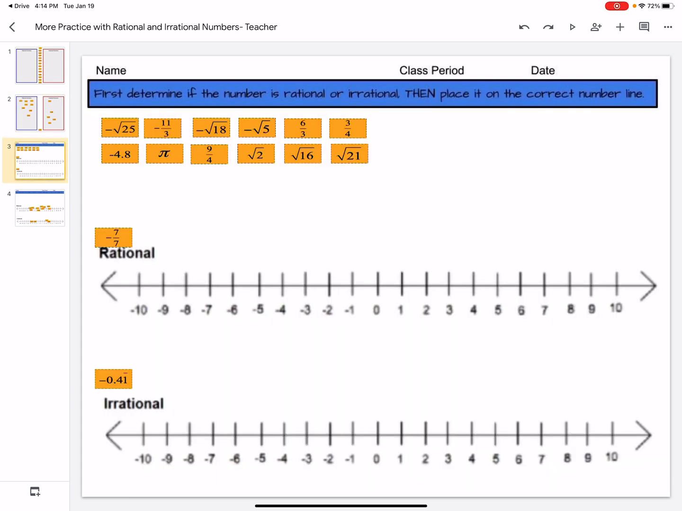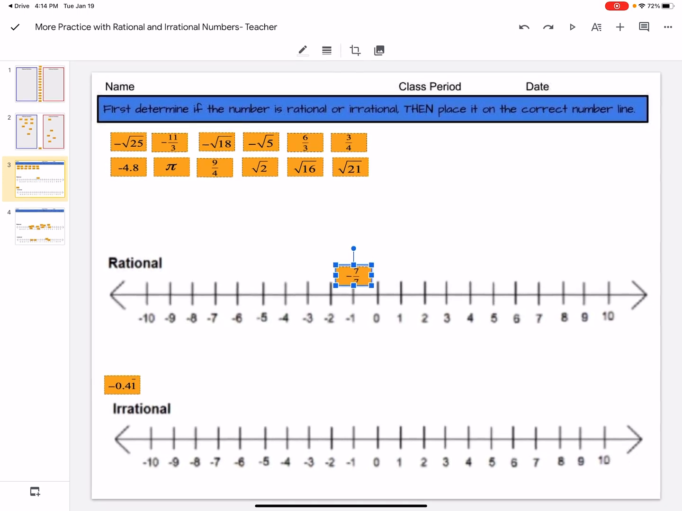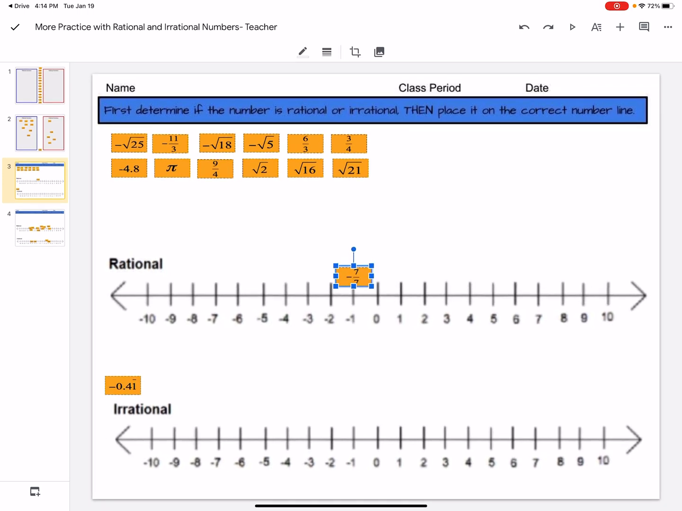So -7 over 7, that's 7 wholes of 7 wholes. That means it's -1. I'm going to place it by the -1. This one at the bottom we've determined is irrational. I'm going to place it where it belongs in the number line. So it belongs between 0 and 1.